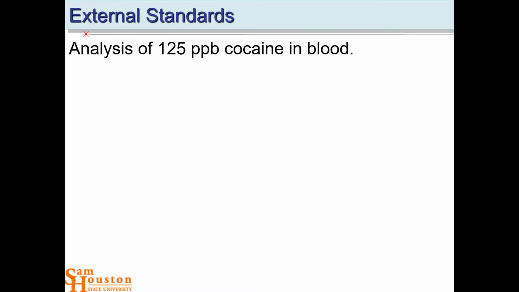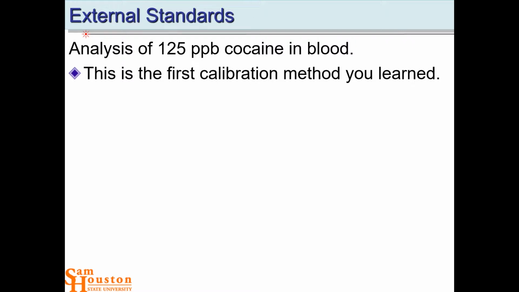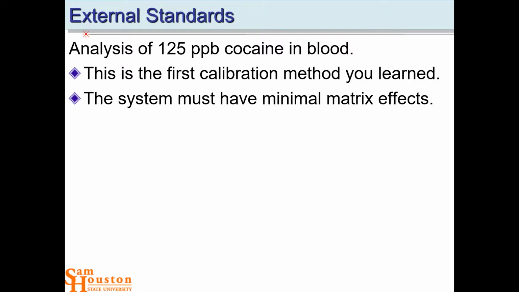and then the class will be over, and we'll do standard additions Tuesday, and then internal standard on Tuesday, and then we'll analyze all 3 at the end with a discussion. So this is the first calibration method you learned in quant. I'm sure of it. And then this system, for it to be valid, must have minimal matrix effects.